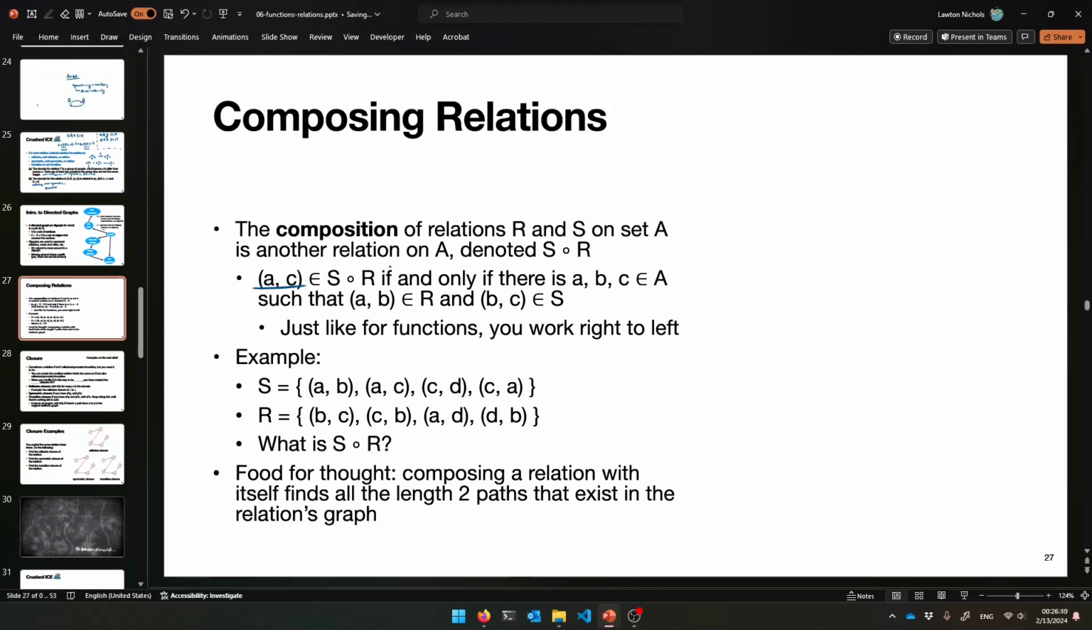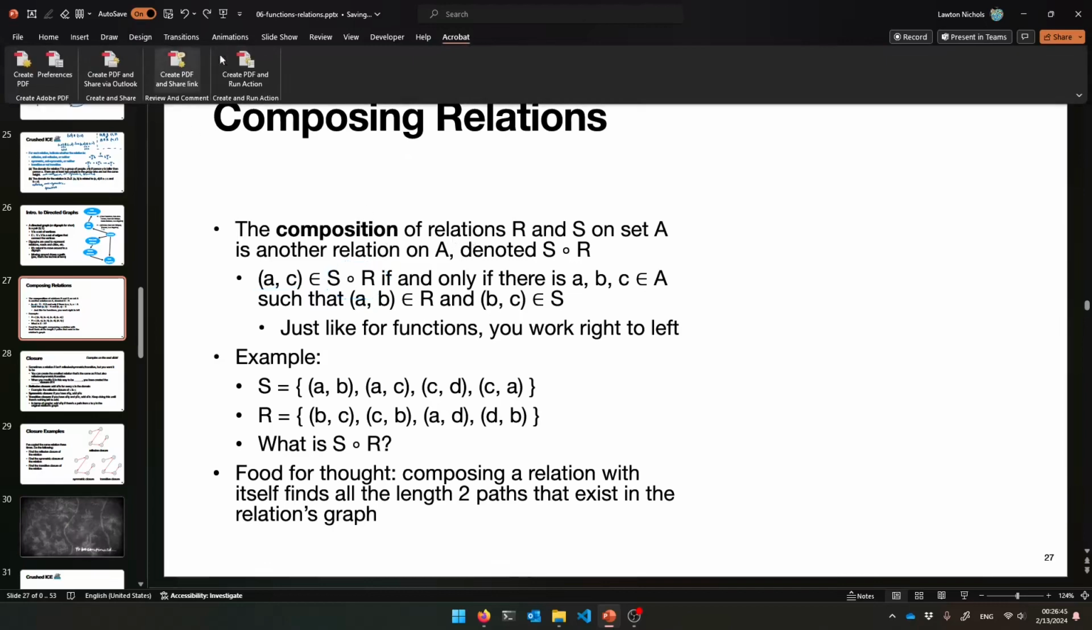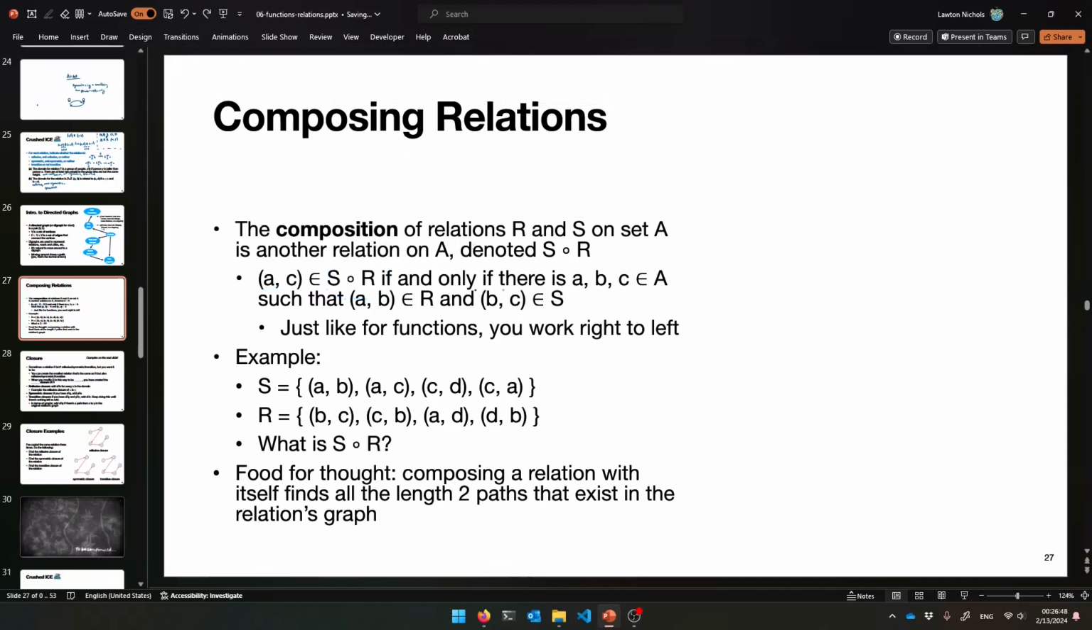You say that (A, C) is related under the composed relation, S after R or S composed with R, if and only if you have three things: that (A, B) is related under R, you do that one first, and then (B, C) is related under S, you do that one second, and they agree on the B, the thing in the middle. So just like for functions, you find something related under R, related to a B, and then you go into S and find what's related with B in the front, because they agree on this middle thing. And then once you have both of these, you can go straight from A to C.